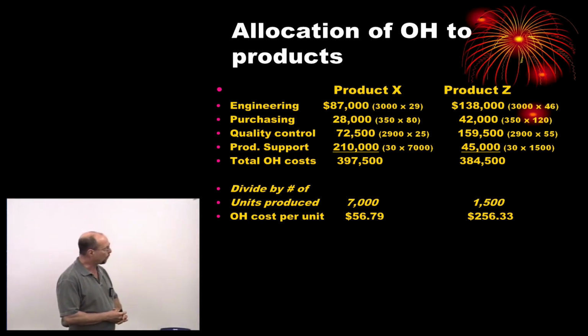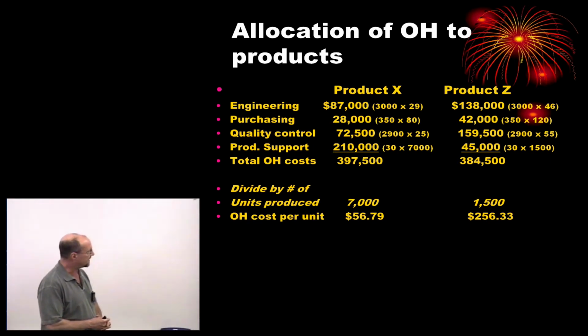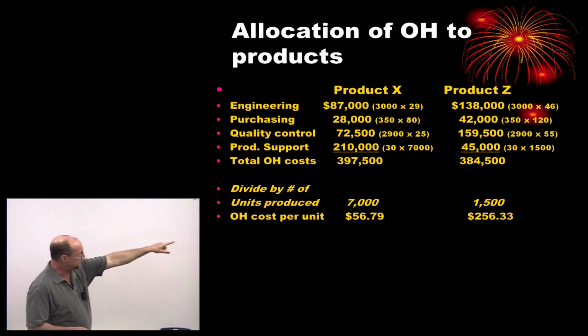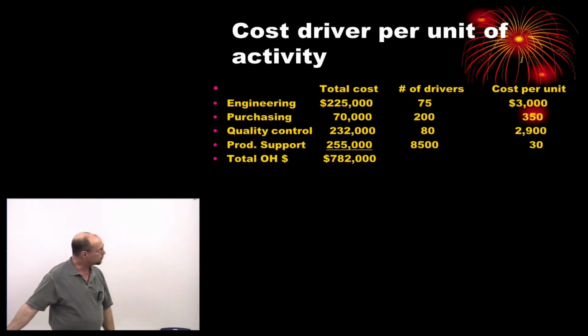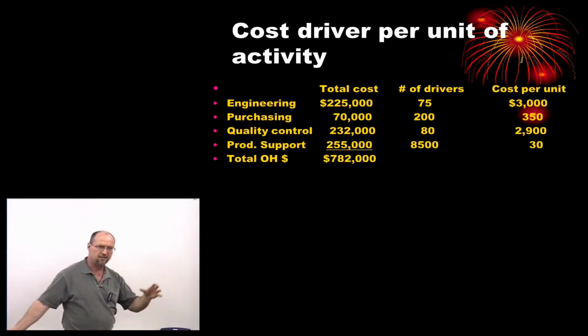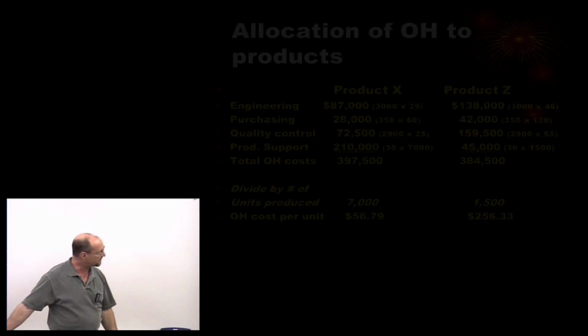Product Z required 46 change orders, so I'm going to allocate $138,000. And again, if you add those two numbers up, 87 plus 138, I'm going to go back 2 slides. That's the $225,000. We're allocating $225,000 between products X and Z based upon their consumption of activity, activity-based costing. Okay, I'm going back to that slide.